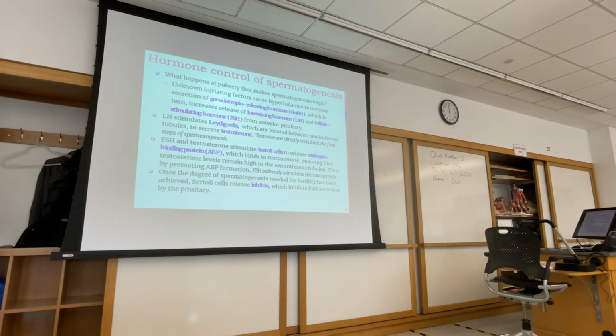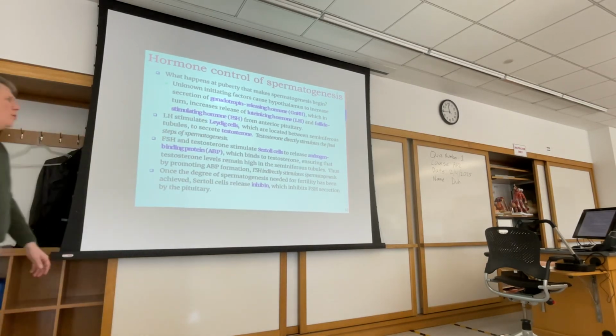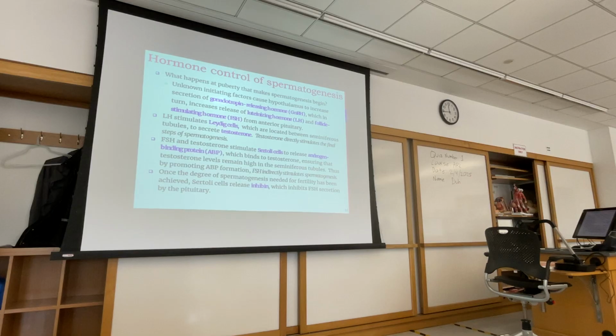So, now we got to talk about hormones, which is why we did this chapter after we did chapter 18. So, hormones control spermatogenesis. The question, though, is, remember, guys don't make sperm until puberty. What exactly happens at puberty to trigger that? The short answer is they don't know. But something causes GnRH, gonadotropin-releasing hormone, to be released from the hypothalamus.